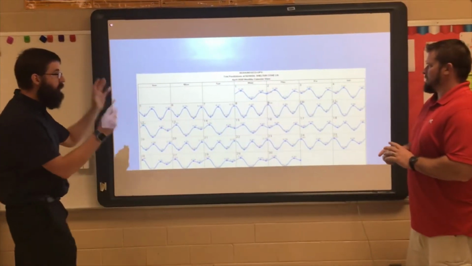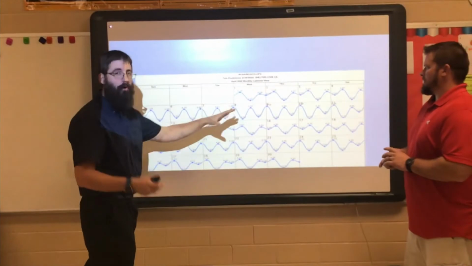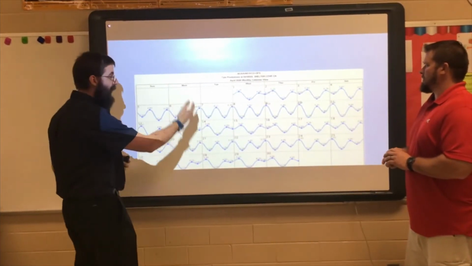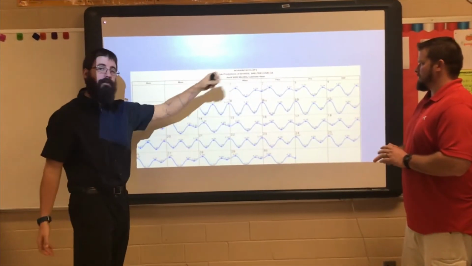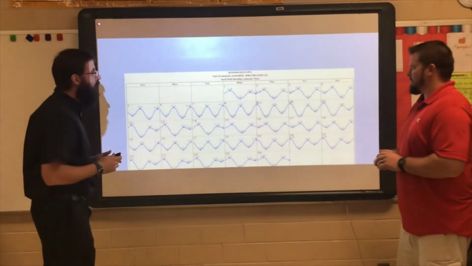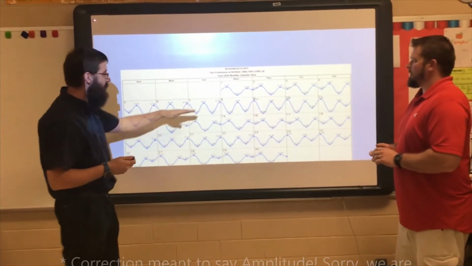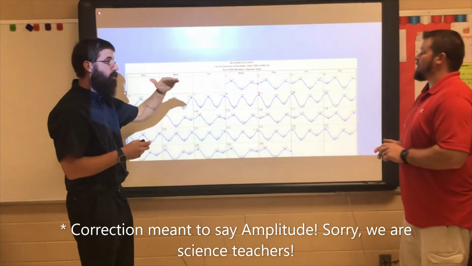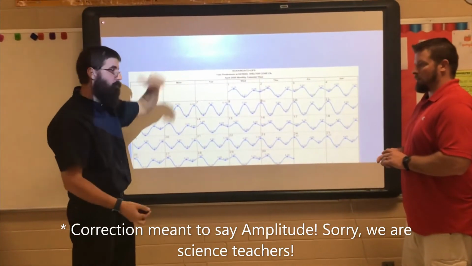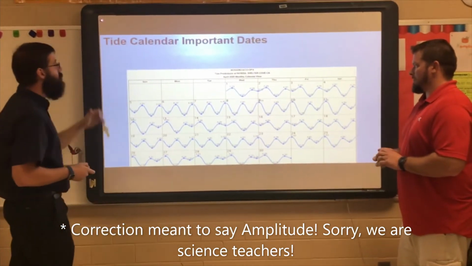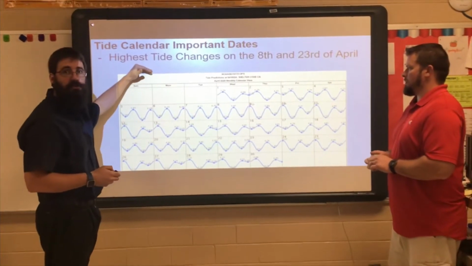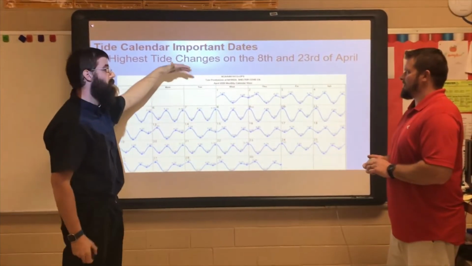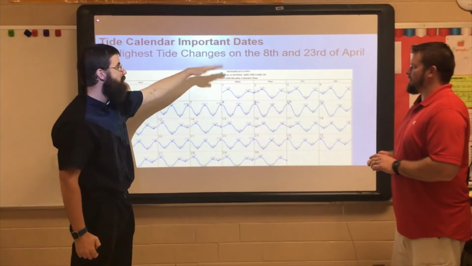Okay, so here's our next one. Here are our lunar phases. Now we're going into our tide. This is our high tides and low tides map from Shelter Cove, California. If we look at our frequency, which is the high point to the low point here, we notice that the highest tide changes are on April 8th and April 23rd.